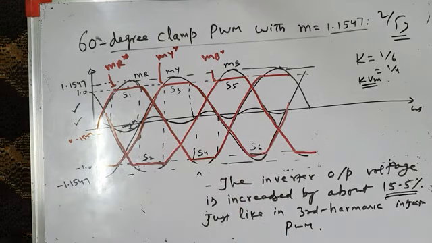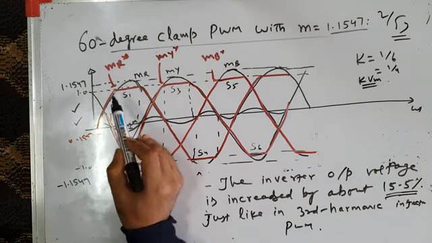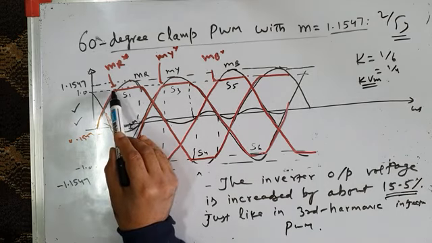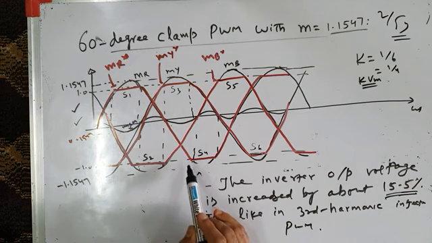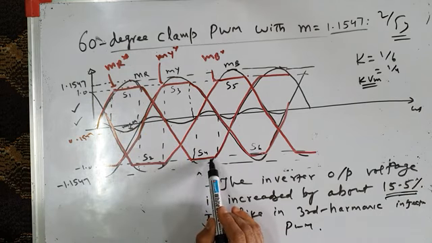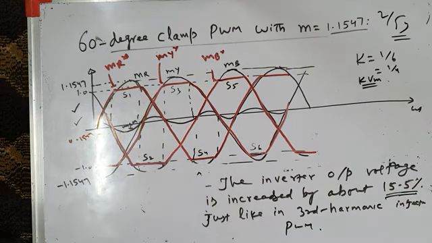So with this, I will end my today's lecture. In today's lecture, I have tried to introduce to you the discontinuous PWM technique. In discontinuous PWM techniques, the first type of technique that we have discussed today is the continual clamp PWM technique. Why is it called continual clamp PWM technique? Because each phase leg is continuously clamped for 60 degrees in the positive half cycle and 60 degrees in the negative half cycle. That's why it's called the continual clamp PWM technique.